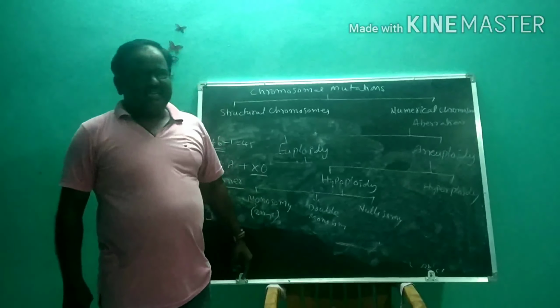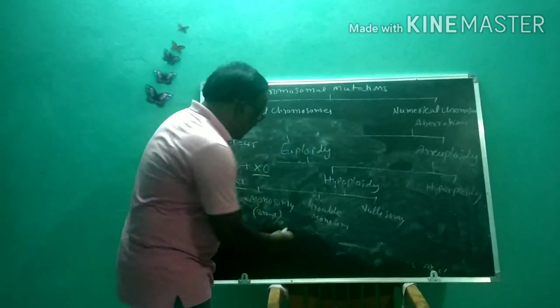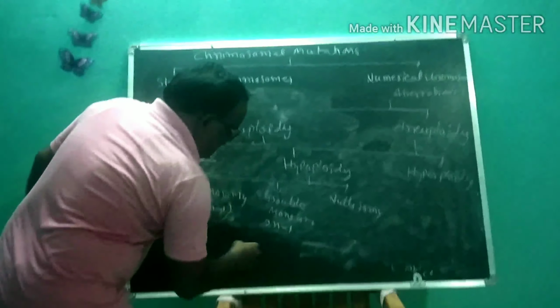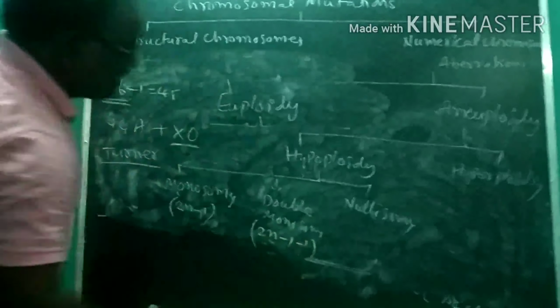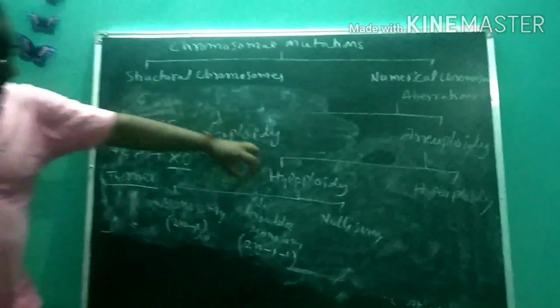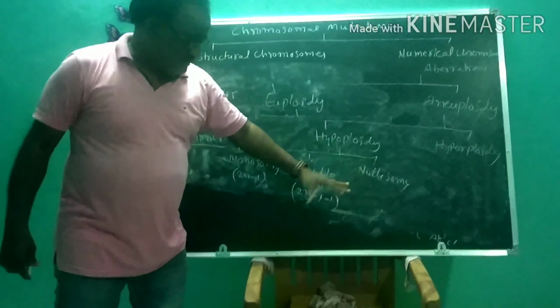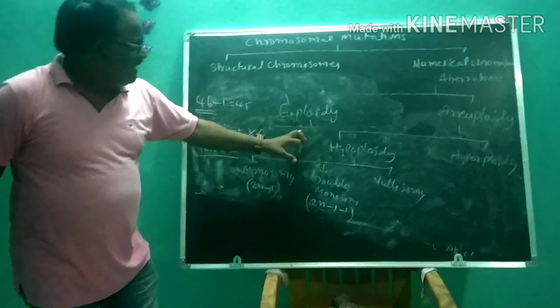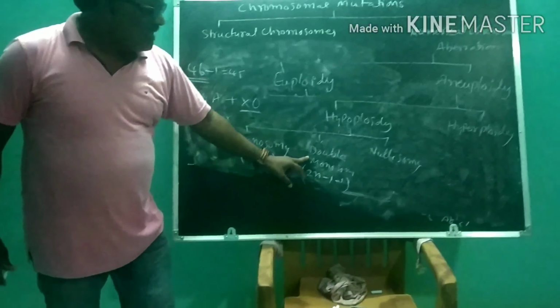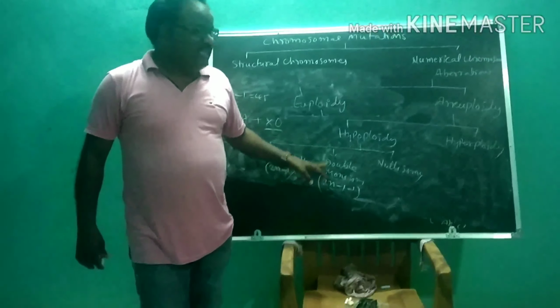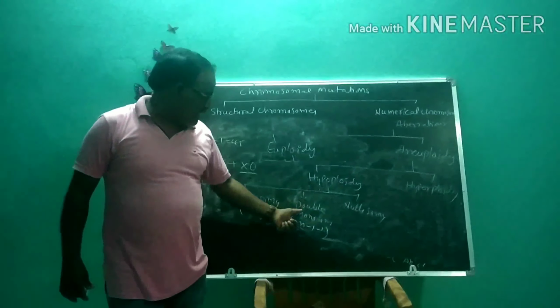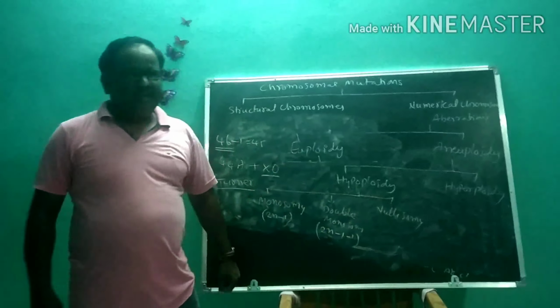Next, double monosomy. It is very simple. Double monosomy means 2n, one side minus and second side minus. Simply that is called double monosomy. It is in diploid organisms. When chromosomes increase or decrease, here it is completely decrease. Hypo means decrease. An example is wheat.